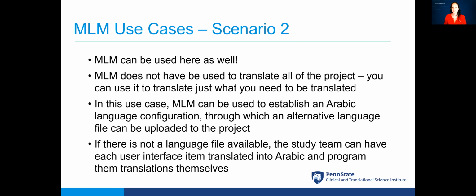However, it is, because you don't need to translate the entire project with MLM. So if you already have a project that's not yet in production, but you would like to utilize languages to change that system survey interface language, you can translate just what you need to be translated. So in this case, MLM can be used to establish an Arabic language configuration through which that alternative language file can be uploaded, and those survey interfaces can be translated, either by a language file, or the study team can get the translations and do it themselves.